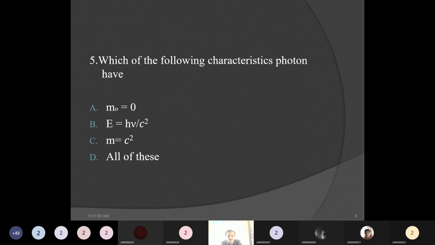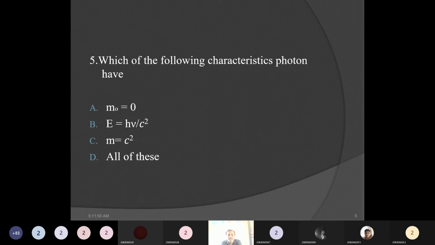h nu by c square. Here E is equal to h nu. Here the printing is wrong. So which one is correct here? If you take a photon, there is no mass. So the mass of the photon is 0.